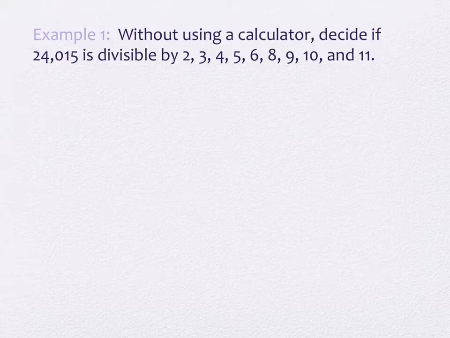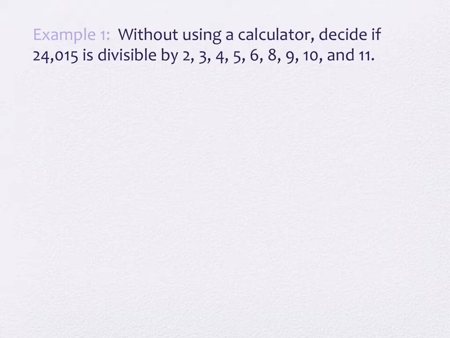It says without using a calculator, because we all know that we can use calculators. I mean, that's not going to be really useful here. We're going to decide if a specific number, and our number is 24,015, is divisible by 2, 3, 5, 6, 8, 9, 10, and 11.